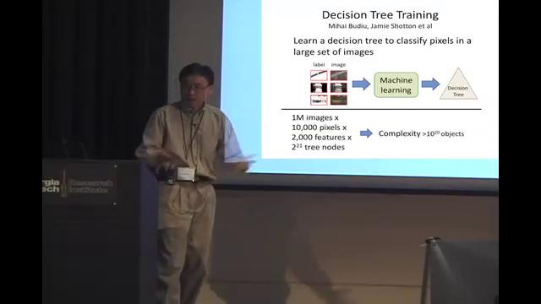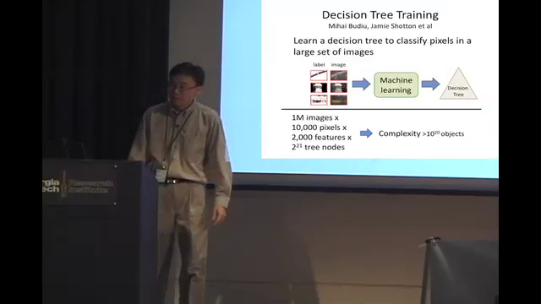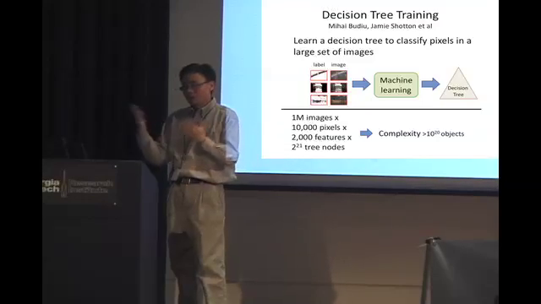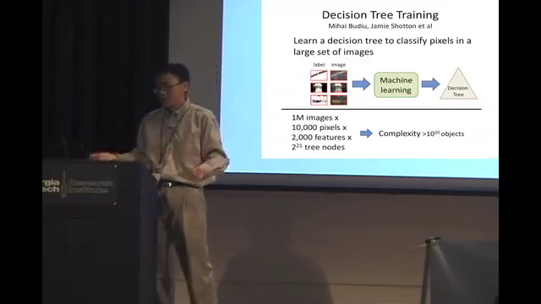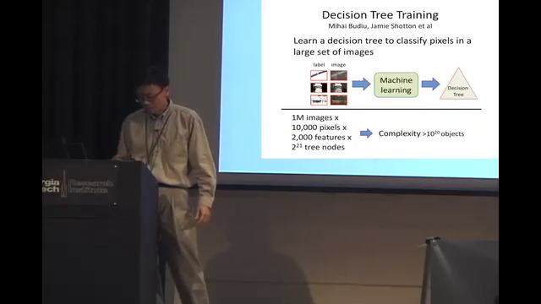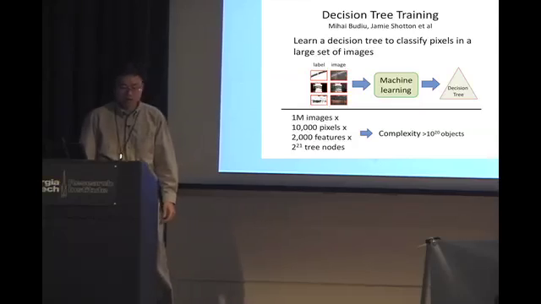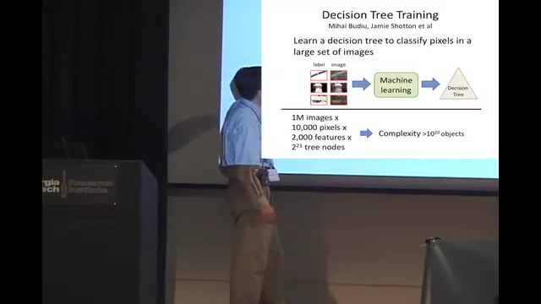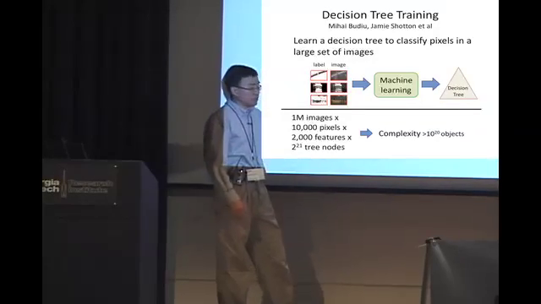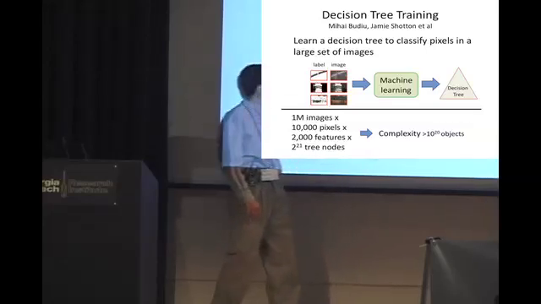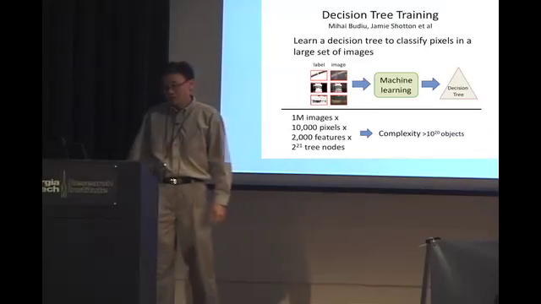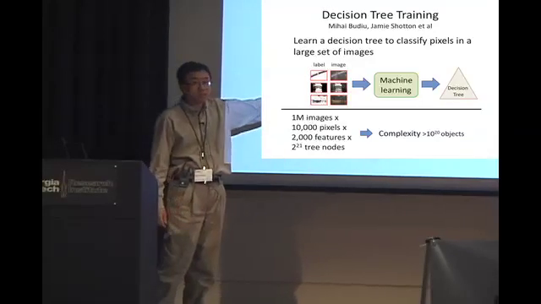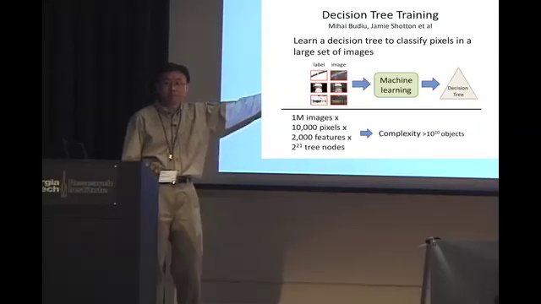The second application is decision tree training. Basically, you have ground truth about some labeled images, and you want to generate a decision tree. Here are the parameters of the problem: 1 million images, 10,000 pixels per image, something like 2,000 features, and you're training a tree of 21 levels. You can look at the complexity, and it's quite complex.